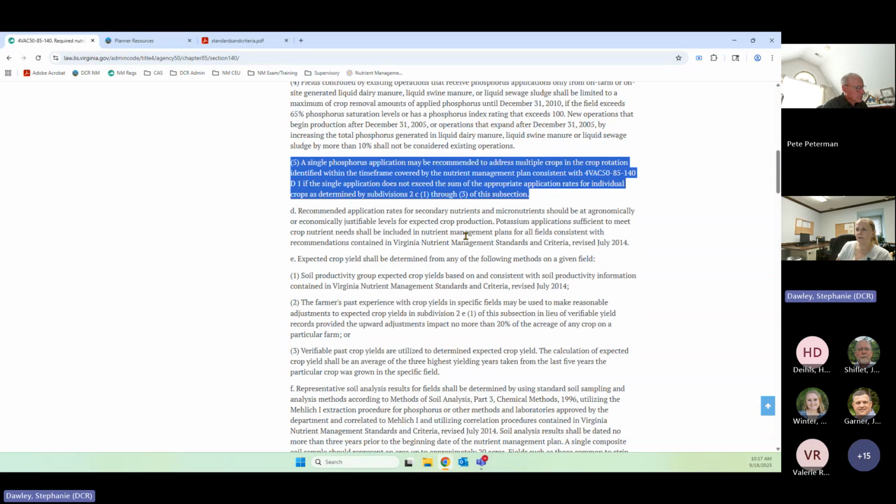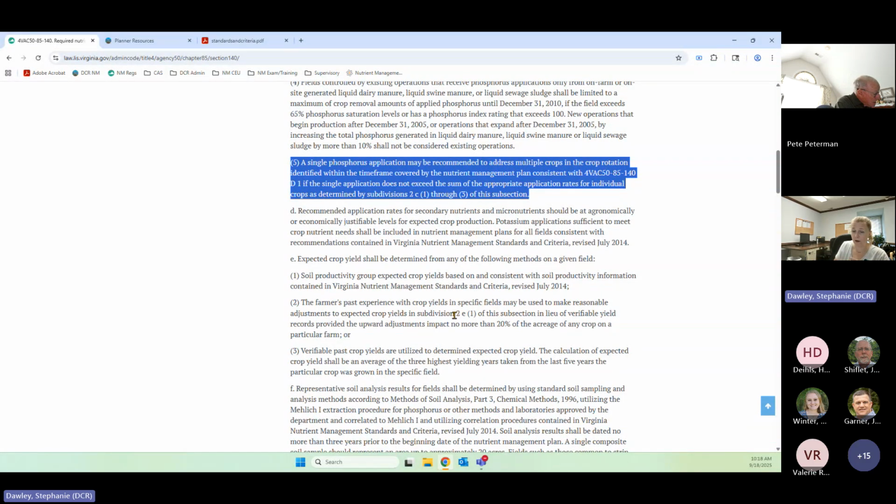And then in here, it says a single phosphorus application may be recommended to address multiple crops in a crop rotation, as long as it's identified within that nutrient management plan. So this is what we refer to as phosphorus banking, or P banking. So long as you're not going over your nitrogen application, you can put down as much phosphorus as the crop that's going in the field now, the crop you are doing next season, and so on and so forth.